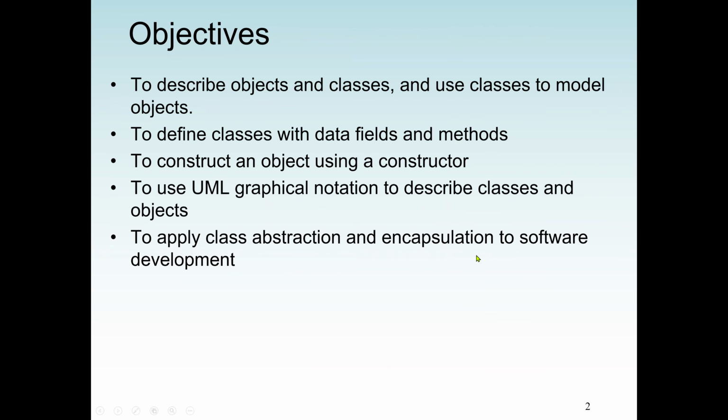So our main objective is to describe objects and classes and use classes to model objects. Also, we are going to define the classes with data fields and methods. We are going to construct an object using a constructor. Also, we are going to use the UML graphical notation. UML stands for Unified Modeling Language, which consists of around 14 different models that we can use to design software applications or software in general. Also, we are going to apply class abstraction and encapsulation to software development.